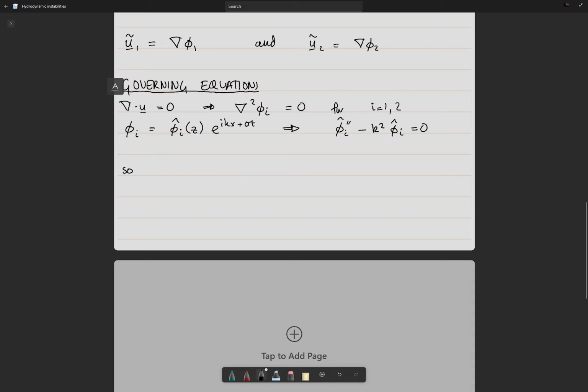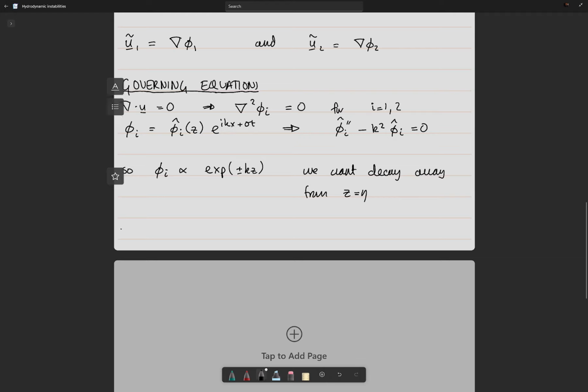Let's simplify this a little bit more. Phi I is therefore just going to be proportional to e to the plus or minus kz. But we want decay away from the interface. At infinity, we don't want this small perturbation to have any role.